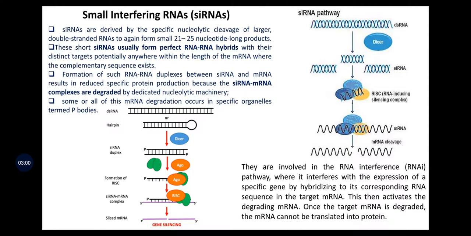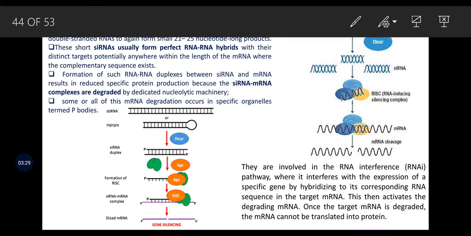siRNA is derived by specific nucleotide cleavage. As I told you, it is activated by external factors or external infection, which is having 21 to 25 nucleotide length. This needs perfect pairing of RNA-RNA hybridization, then the siRNA and mRNA complex needs to be formed. How does it work? See here, double-stranded RNA is found. In case of miRNA, the transcriptionally processed mRNA, by looping or pairing, that same mature mRNA undergoes further processing.